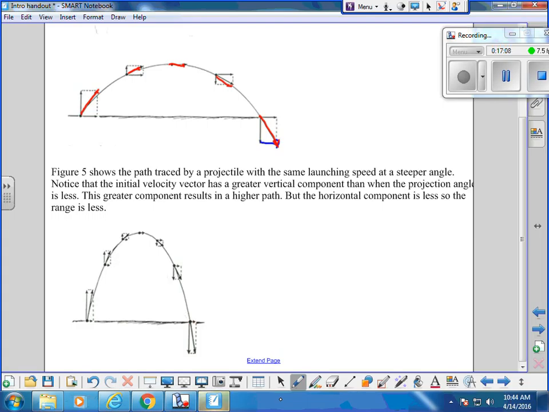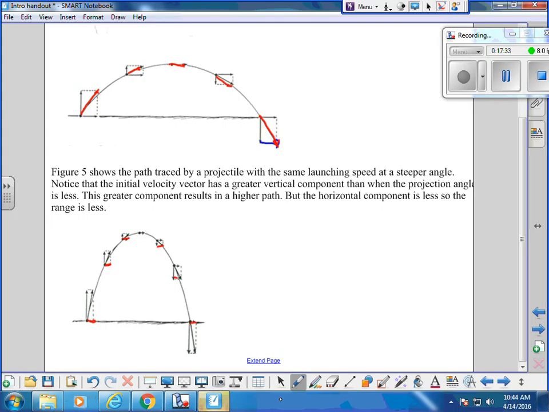Note that the initial velocity vector has a greater vertical component than when the projection angle is less. The greater the component results in a higher path. But the horizontal component is less, so the range is less. This bottom one doesn't go as far. But it's not because you didn't shoot it very fast. It's because the horizontal component is less. It's not going as fast sideways.